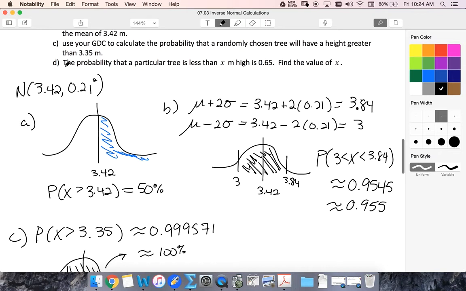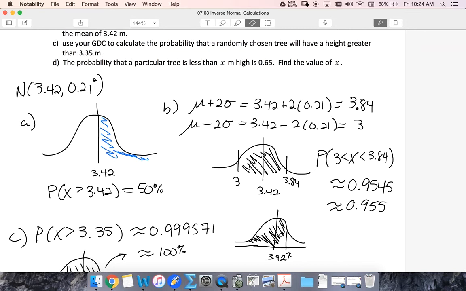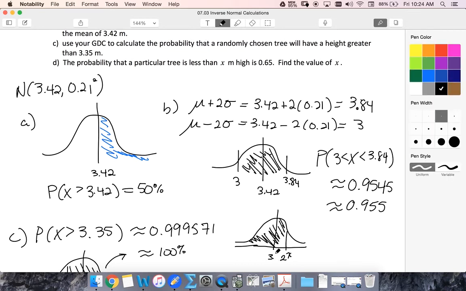Now, the probability that it's less than x is 0.65. So now we have, there's our 3.42, 0.65. So less than x, I'm going to shade this side. 0.65 is greater than 50, so I know that my x value must be somewhere over here. So it must be bigger than 3.42. So now we know that this probability is 0.65.